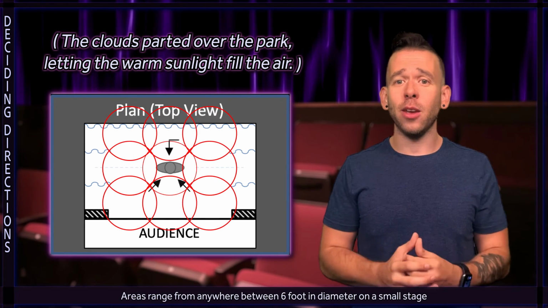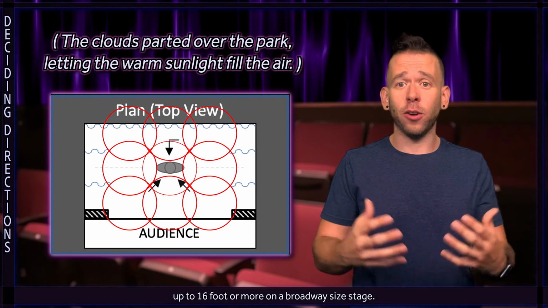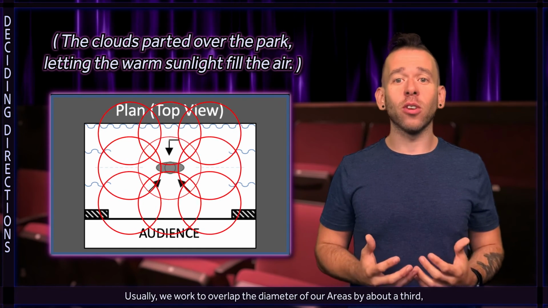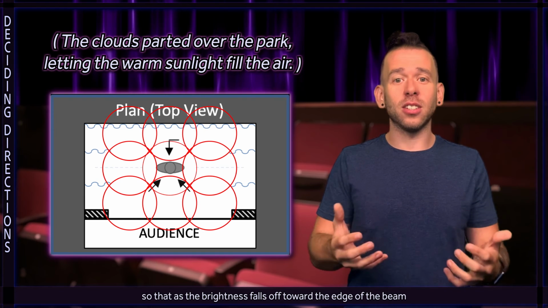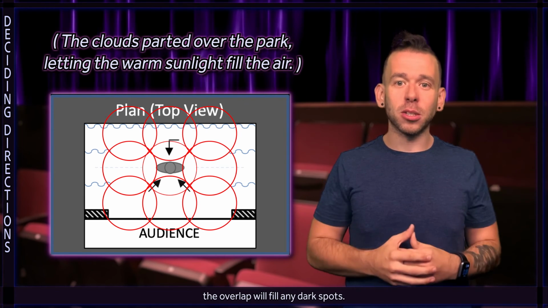Areas range from anywhere between 6 foot in diameter on a small stage up to 16 foot or more on a Broadway-sized stage. Usually, we work to overlap the diameter of our areas by about a third, so that as the brightness falls off towards the edge of the beam, the overlap will fill any dark spots.